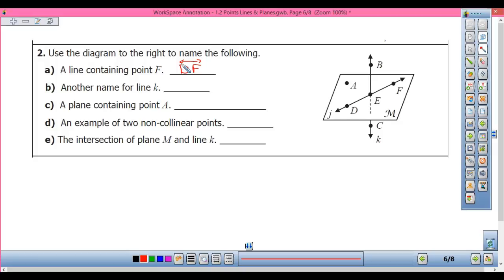We want to rename line K, what are we going to name it? BC or EC, either one? How about a plane containing point A? Yes, we could call it plane ADF. We could also call it plane, is there an uppercase script letter on there? Yeah, we could call it plane M as well. Two non-collinear points. 2 points that are on the same line. B and D would work.